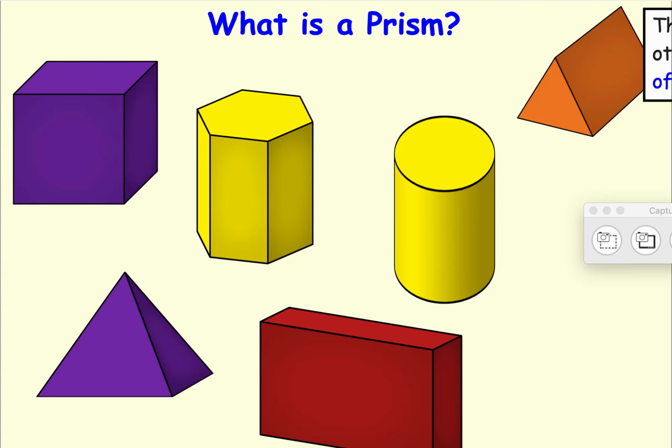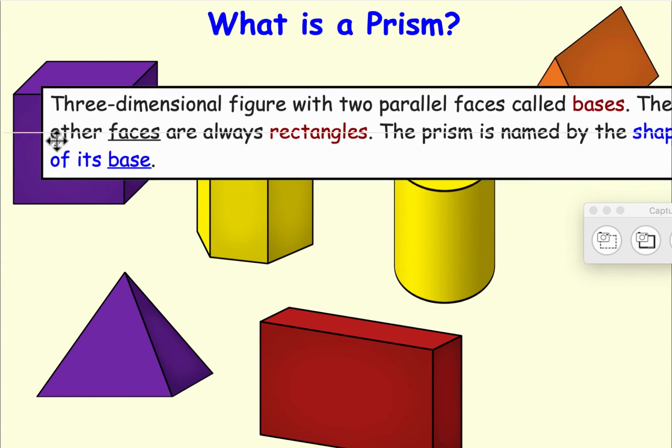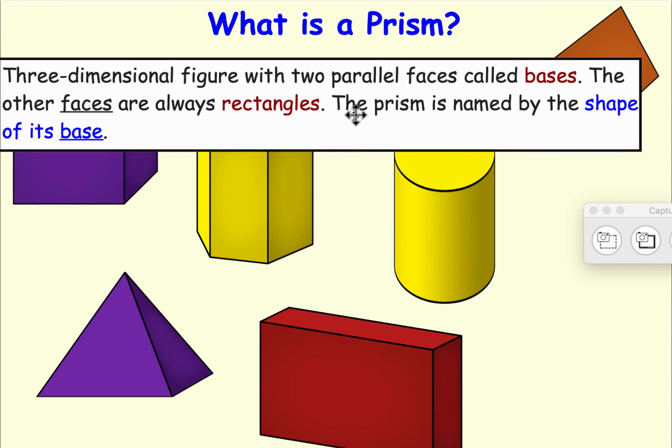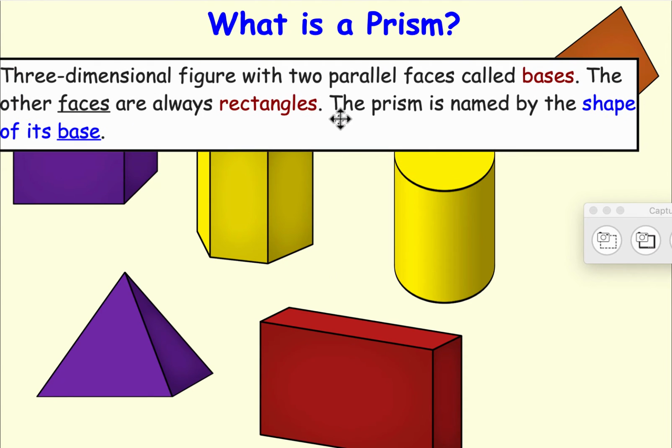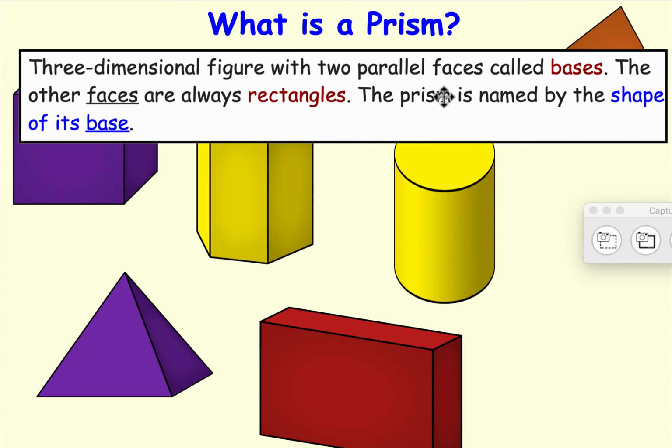So first, let's start off with what's a prism. The definition of a prism is that it's a three-dimensional figure. Oftentimes we call them tetrahedrons, like the game Tetris.